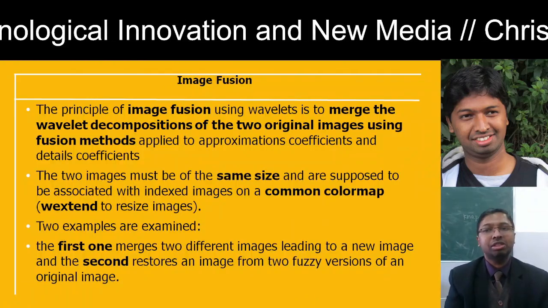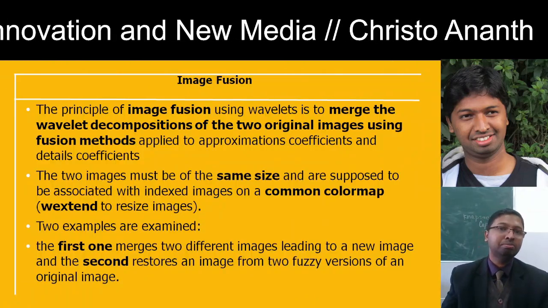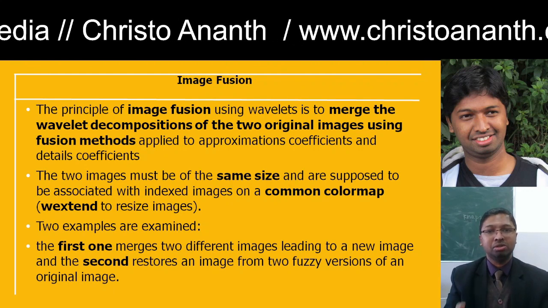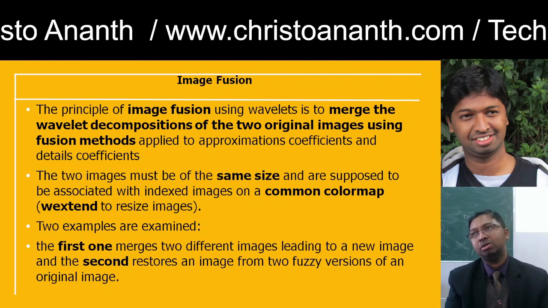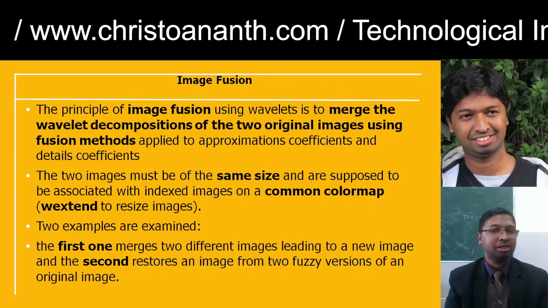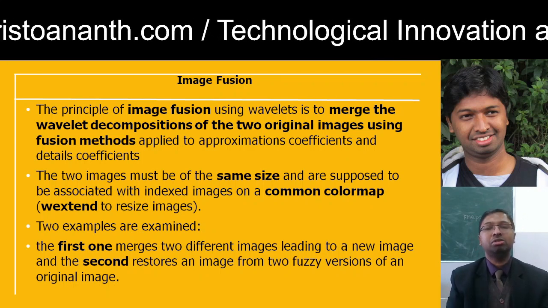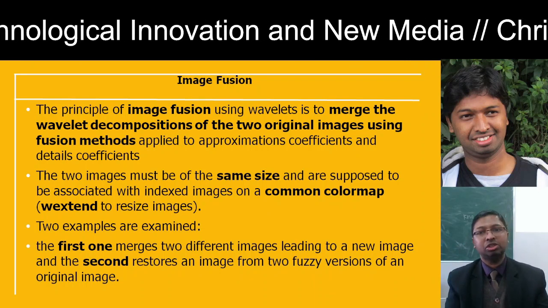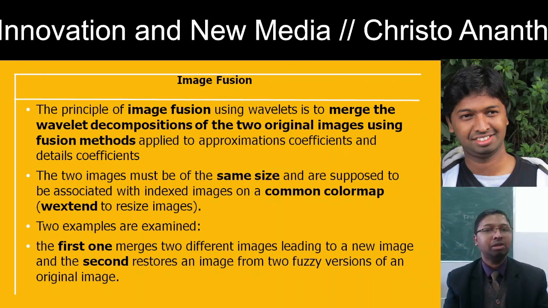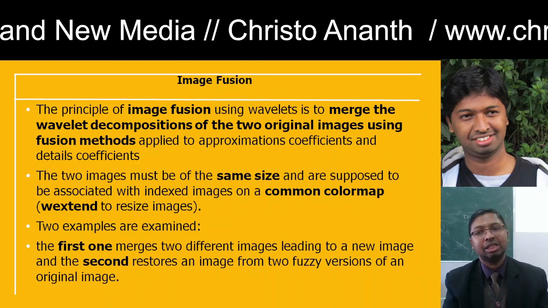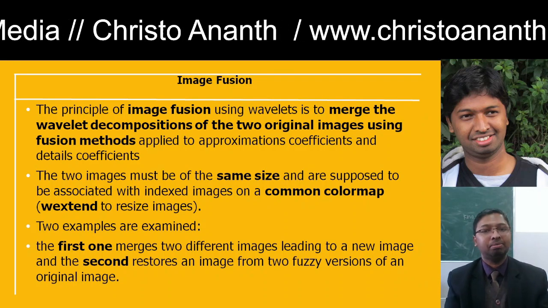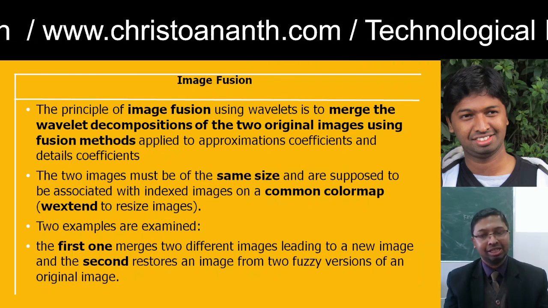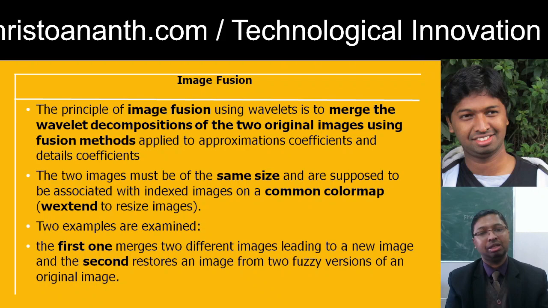Right. So this is image fusion, where you are going to merge the wavelet decompositions of two original images using the fusion methods. Here you will be using approximation coefficients as well as detail coefficients, where you are going to store the details in the image. So here the two images should definitely be of the same size, and you can be associated with indexed images on a common color map, so that you will be using a wextend function to actually resize to similar images.